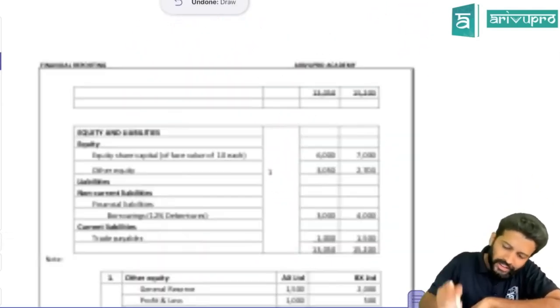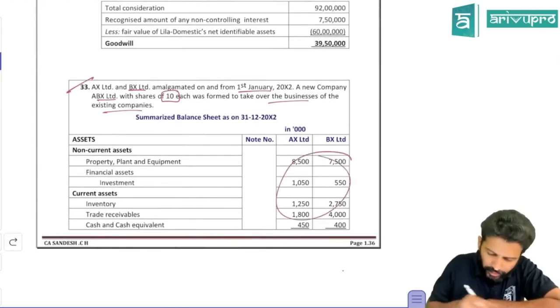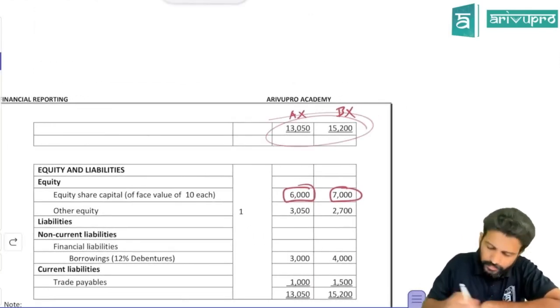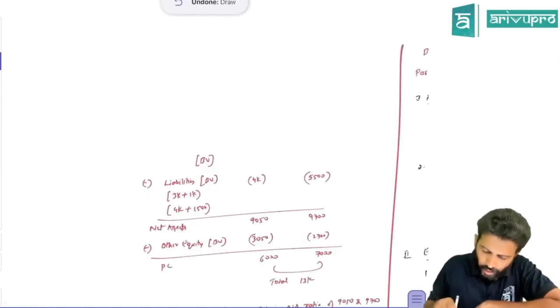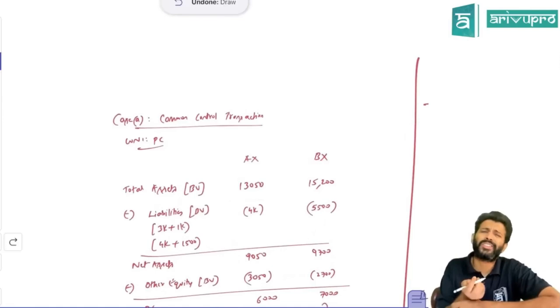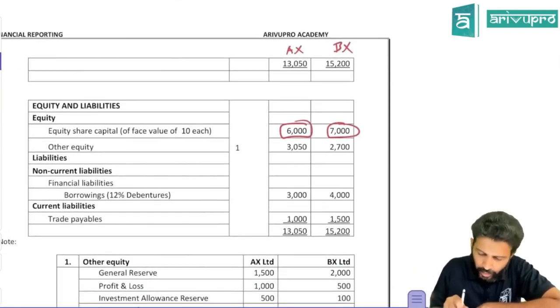So how do you get net assets? All the assets at book value you take, every asset at book value. Let's start with total assets. What is the total assets? 13,050 and 15,200. That is the total assets. From total assets, you have to just reduce the liabilities. What are all the liabilities we have? Other equity we'll reduce later, first because we want net assets.